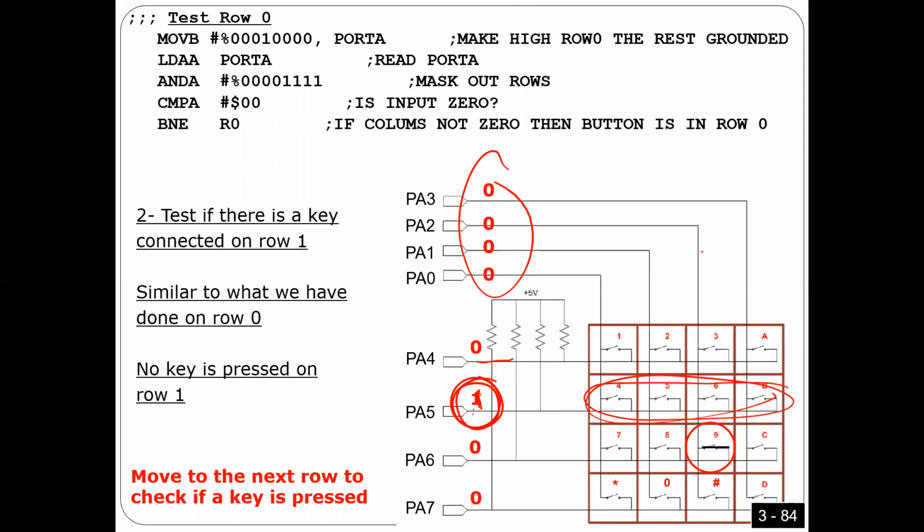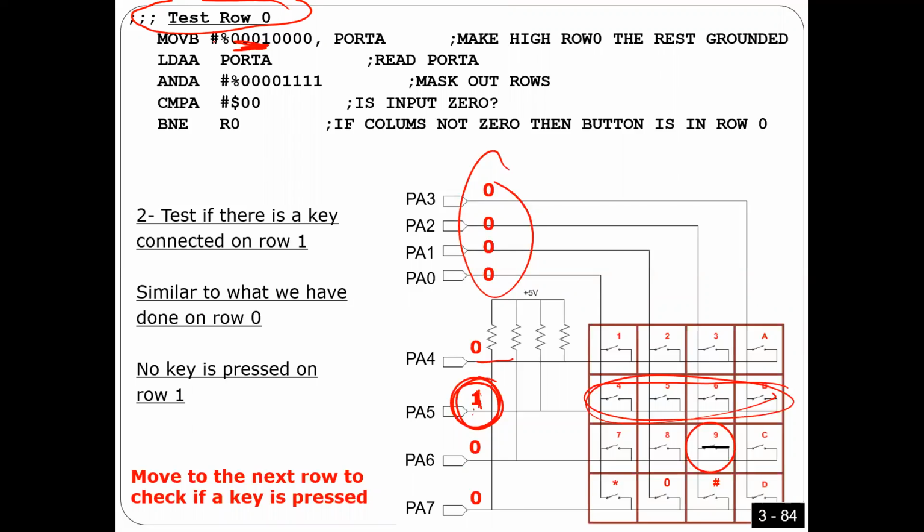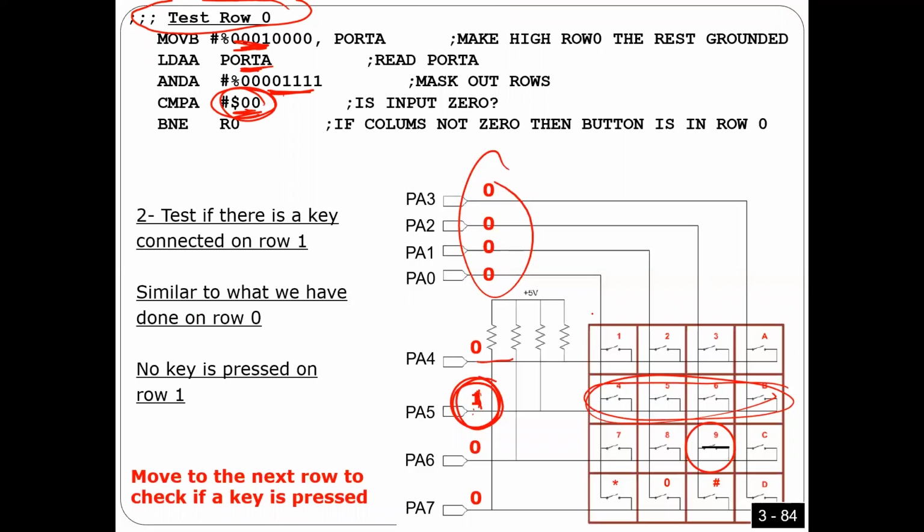So here I wanna test row 0, so I'm gonna output this value. This one is for the previous one, this for this one. So here I'm gonna output 1000. That's what I did here. And then I'm gonna take port A and check. If I get 00, that means it is not in this row. You have to try the next row. But if it is not 0, that means I found it in row 0.